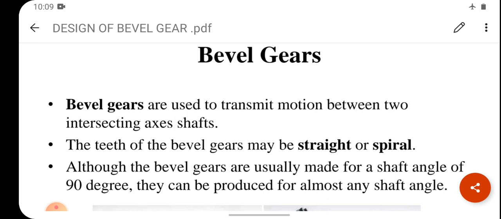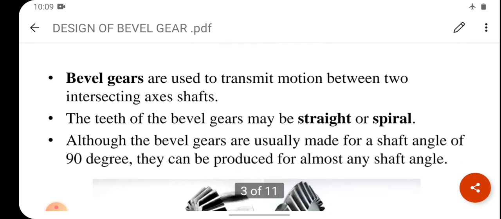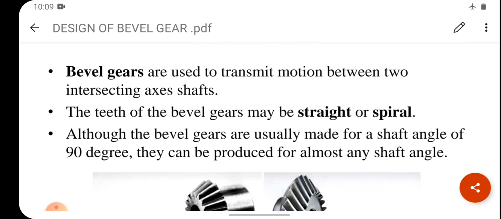Already explained in the first lecture, that is classification of gears. So teeth may be straight or teeth may be spiral. In case of straight there will be more noise. In case of spiral teeth there will be less noise and smooth operation. Although the bevel gears are usually made for a shaft angle of 90 degrees, they can be produced for almost any shaft angle. Actually or mainly this is used for 90-degree motion transmission.